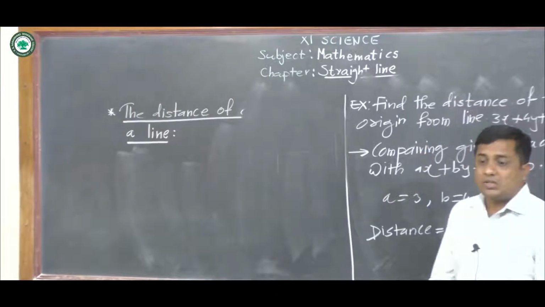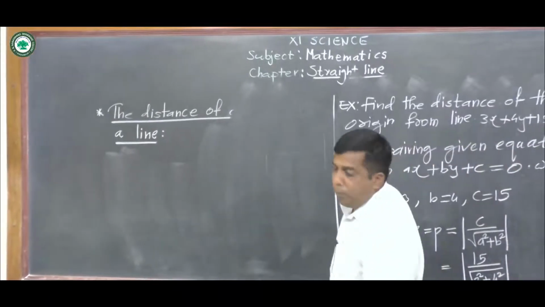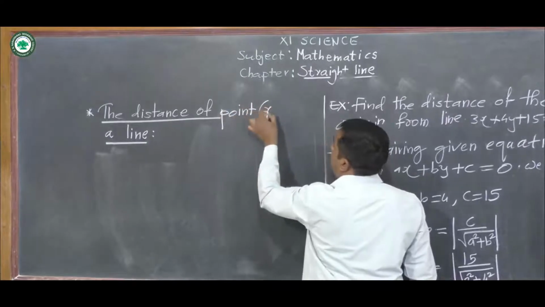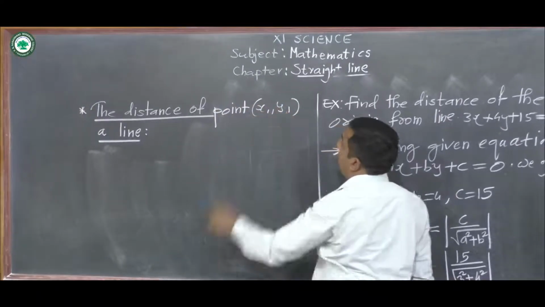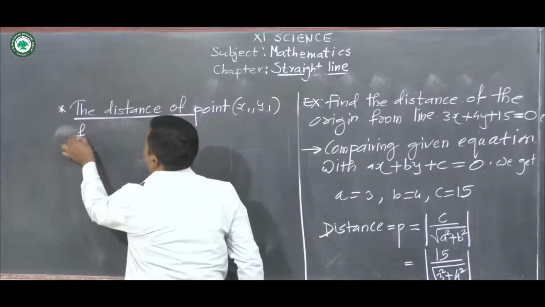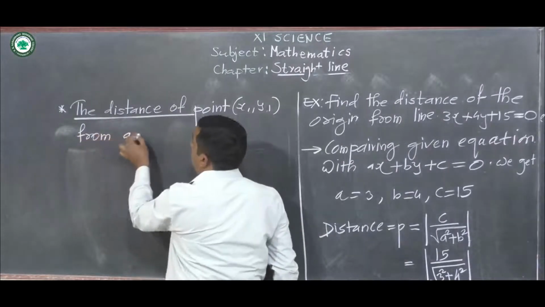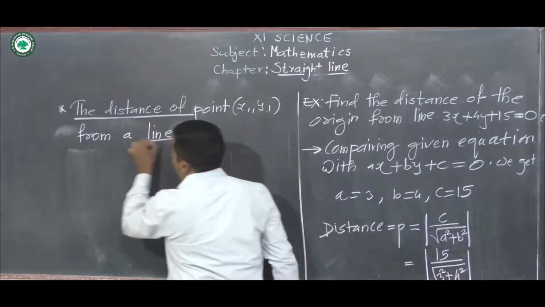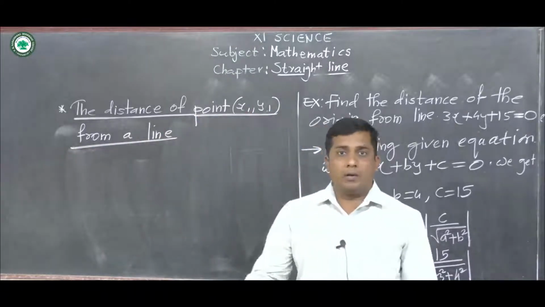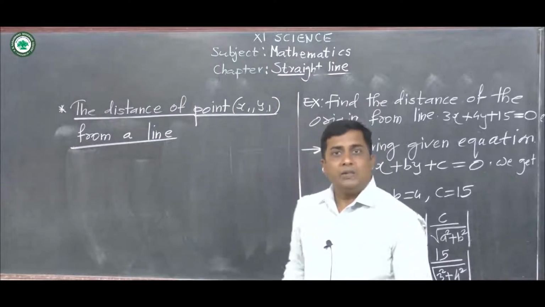Here the distance of a point having coordinates x1, y1 from a line. Again, by using our figure we define the formula.